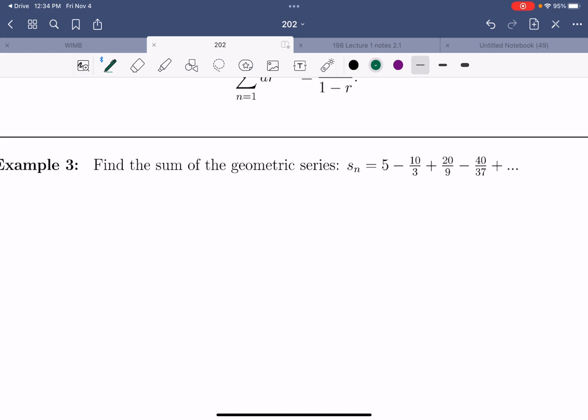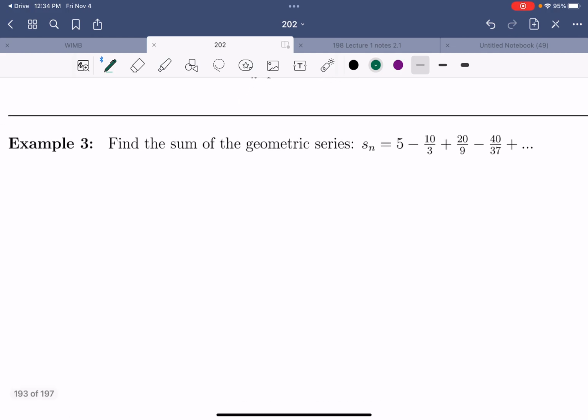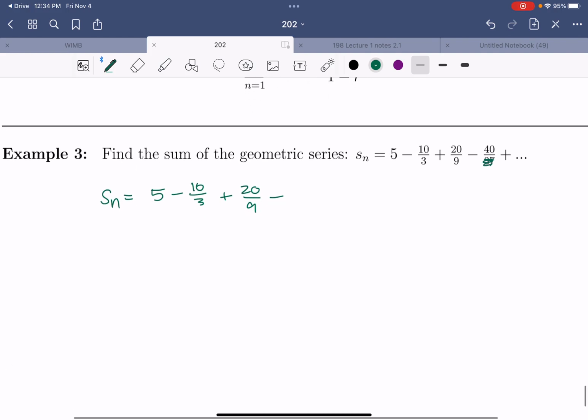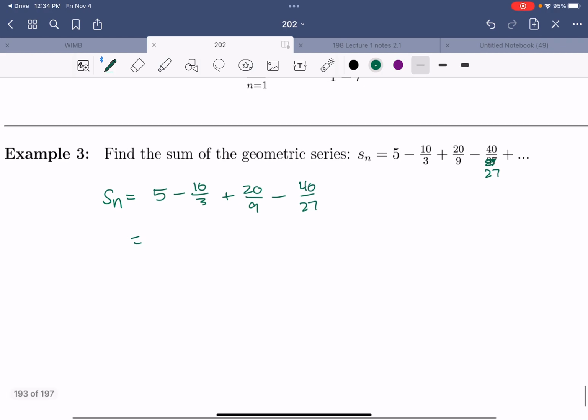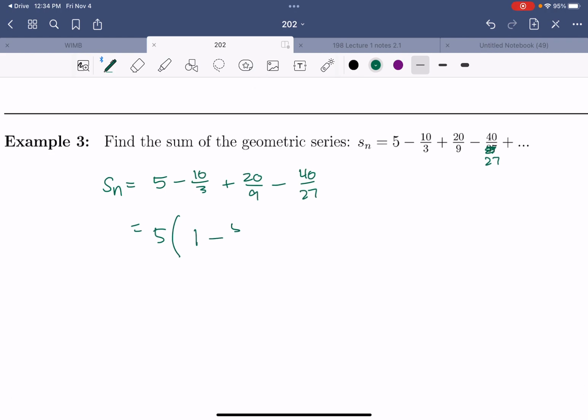Here's another example. Example 3, find the sum of the geometric series. So the first thing we want to do is take this series and write it in general. So 5 minus 10 over 3 plus 20 over 9 minus, I'm pretty sure this is supposed to be a 27, 40 over 27, because you see powers of 3 on the bottom. First thing I'm going to do is factor out a 5. So if I take out a 5, that's 1 minus 2 over 3 plus 4 over 9 minus 8 over 27. And you can start to see the pattern here.